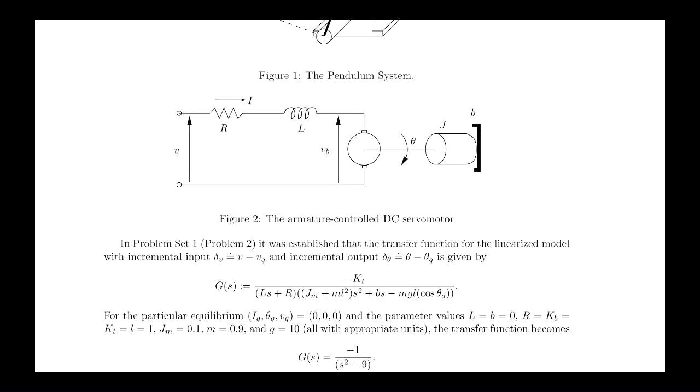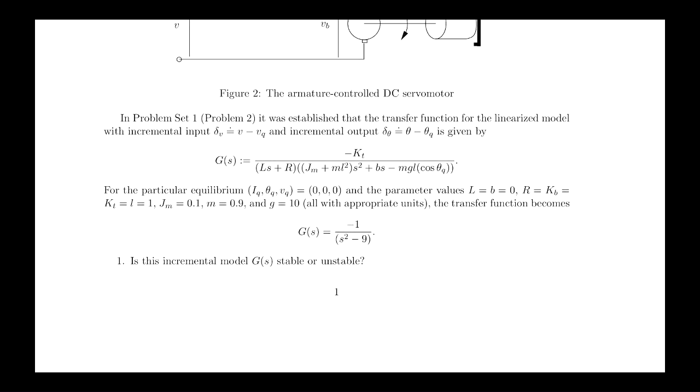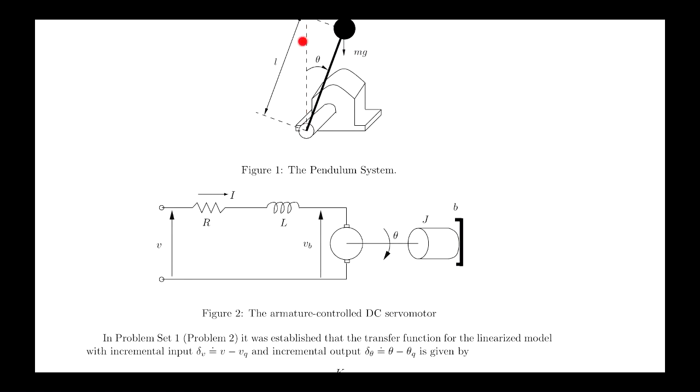And the transfer function relates the Laplace transforms of the incremental signals associated with wiggling the input voltage across the terminals of the motor about some equilibrium value, and the incremental signal corresponding to the position of the pendulum relative to an equilibrium value. So depending on the equilibrium, we get a different transfer function. Now let's just look at a particular equilibrium, which corresponds to applying 0 across the terminals of the motor and the pendulum being in the upright position, so theta equal to 0.